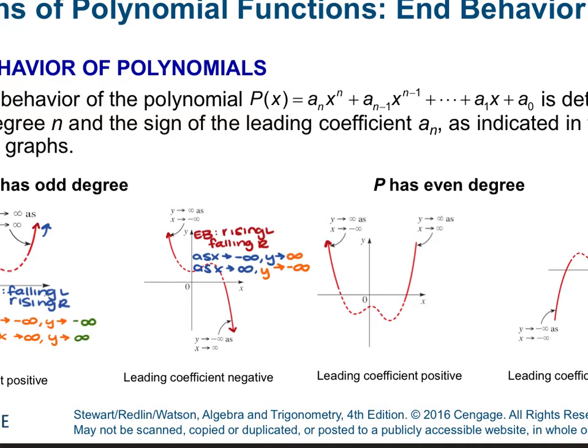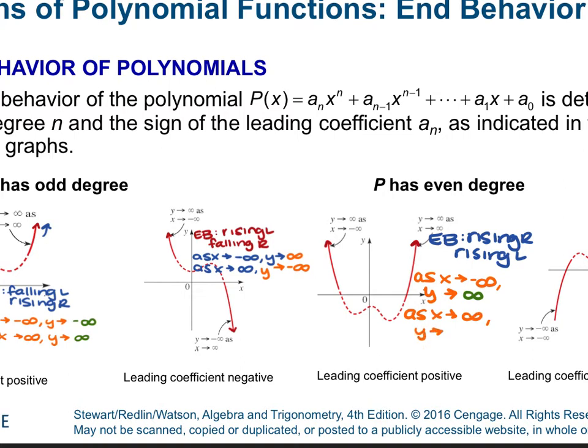For that middle and to the right example, you have two of these end behaviors that are doing the same thing. So they're both going up. So we are rising right, rising left. So as x goes to negative infinity, y goes to positive infinity. And as x goes to positive infinity, y goes to positive infinity as well.